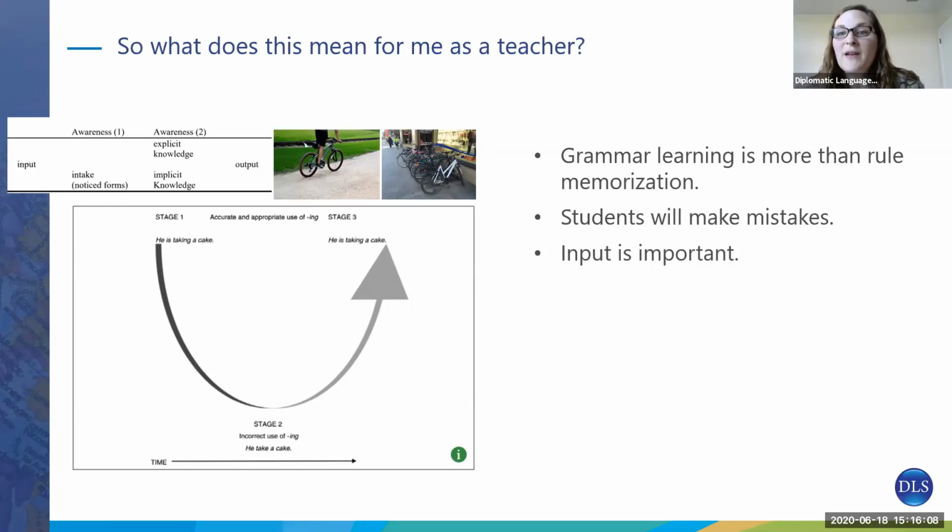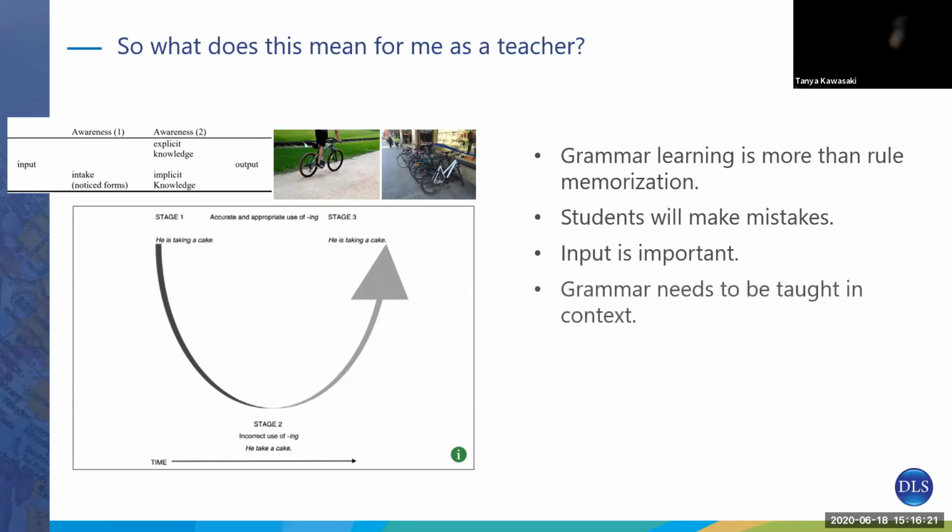Next, the role of input is really important. The more input that a student can get, especially input that's understandable to them, is going to help them get through this process a lot better. Also, grammar needs to be taught in context. There should always be some kind of context or meaning. You should never just teach grammar by itself, but it needs to be surrounded in a meaningful context.